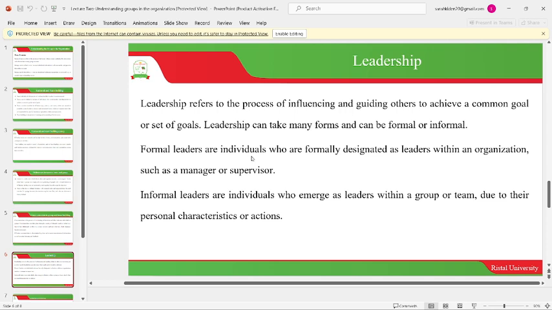Leaders can take many forms and can be formal or informal. Formal leaders are individuals who are formally designated as leaders within an organization, such as managers or supervisors. Informal leaders are individuals who emerge as leaders within a group or team due to their personal characteristics or actions. So we can have formal and informal leaders.